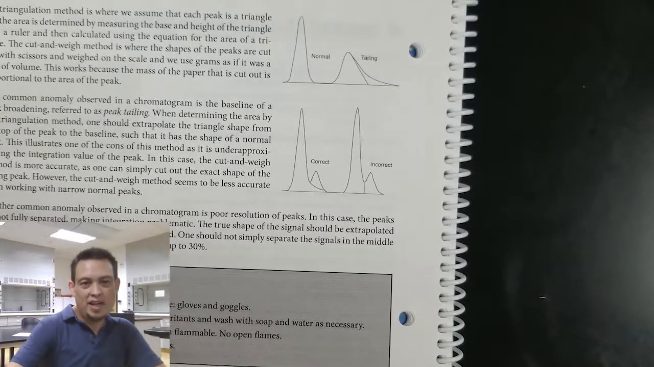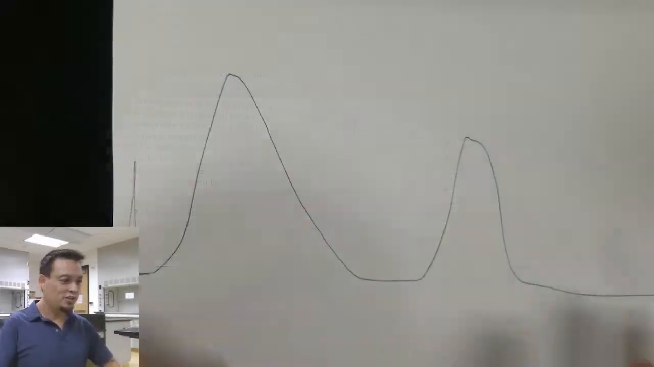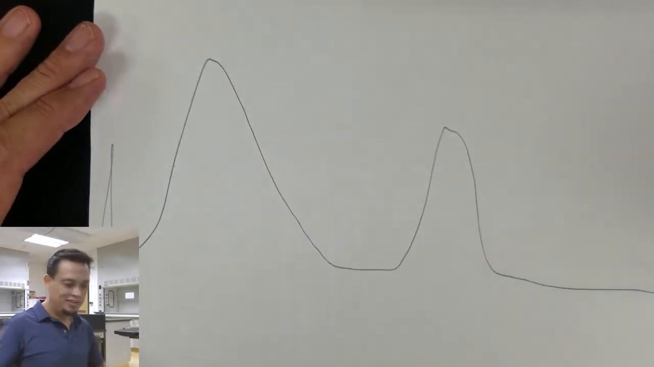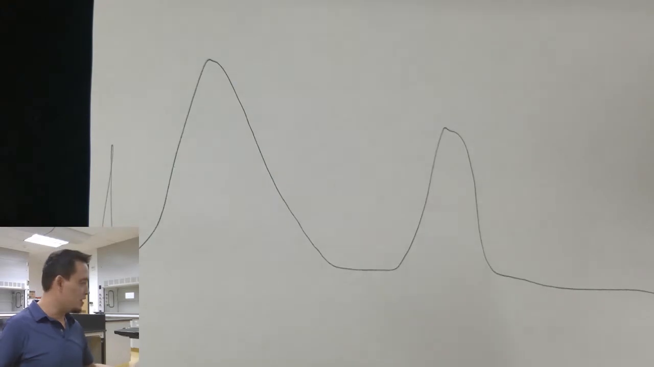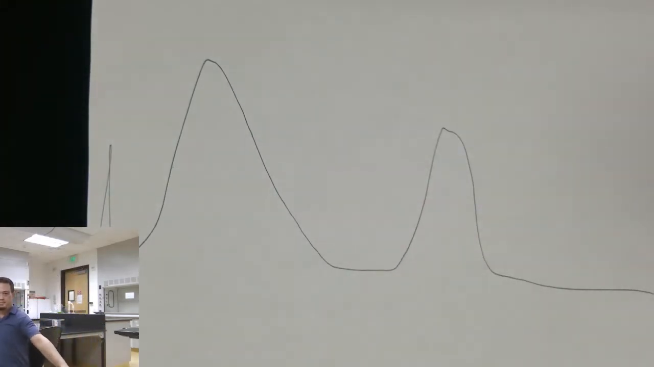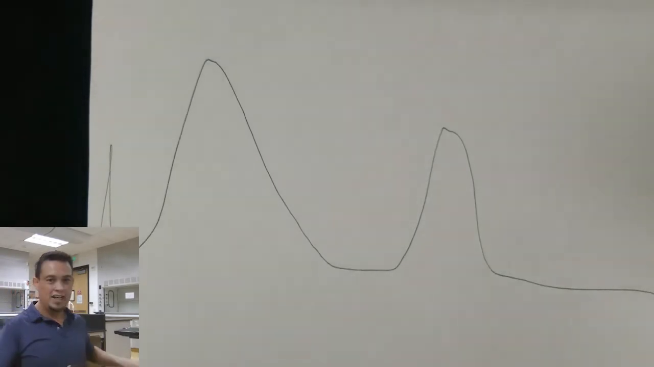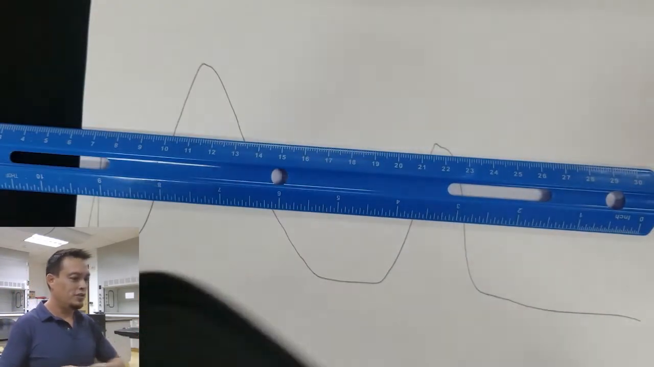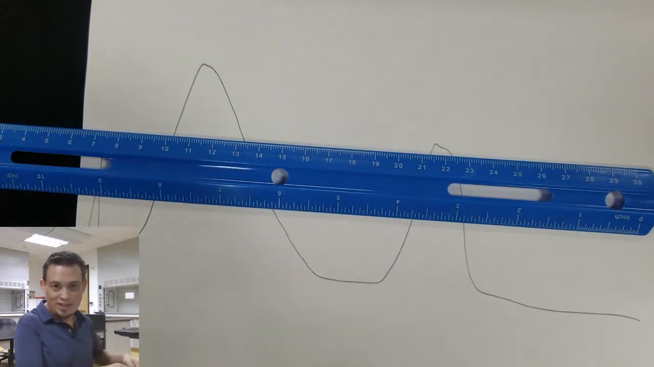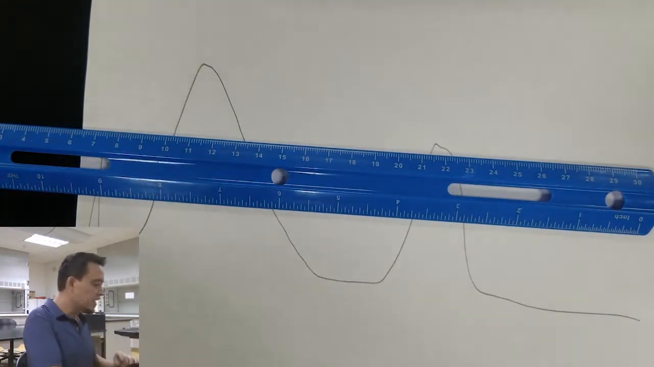Okay, let's go ahead and take a look at how we interpret GC data. Here I have some pretend data that I just drew by hand to give you an idea of how we're going to interpret our data. I recommend that you get a colored pencil or pen and a ruler to do this with. The first thing I'm going to show you here is the triangulation method to get the areas.